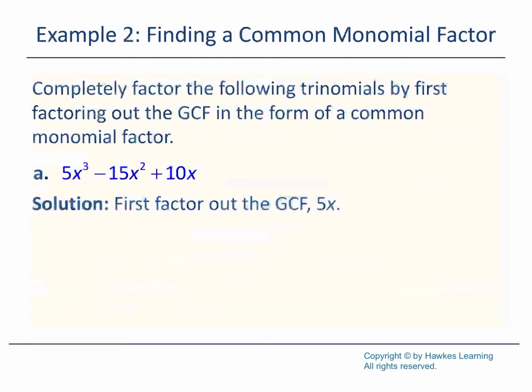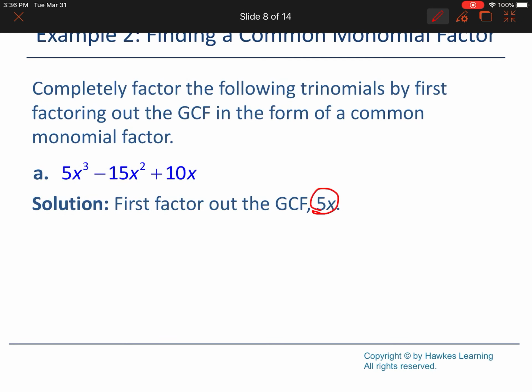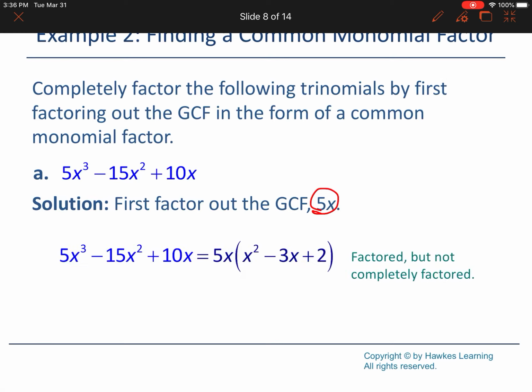All right, so if we look at these three terms and we see that they all have a 5 in them and they all have an x in them. So that greatest common factor is 5x. All right, so we factor out the 5x. Just like we did in the last section. And if you're wondering how you figure those out, we're doing that by dividing by 5x. And that's how we get these three.